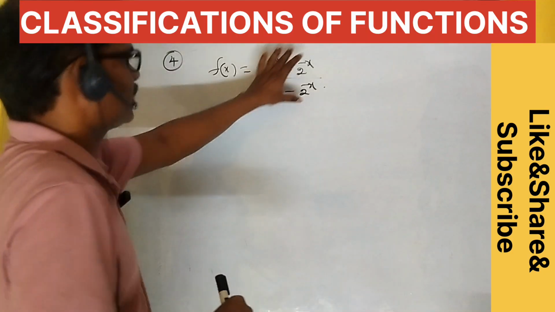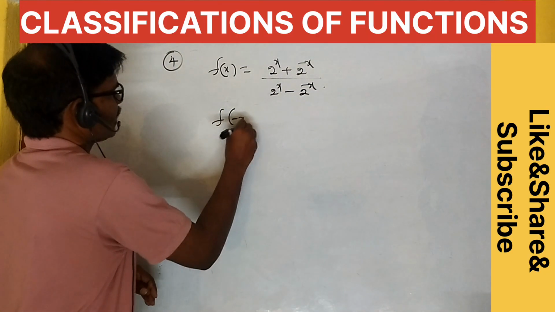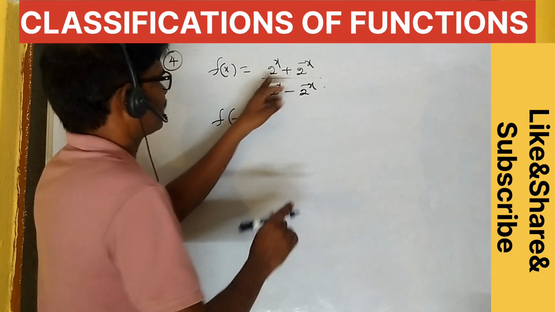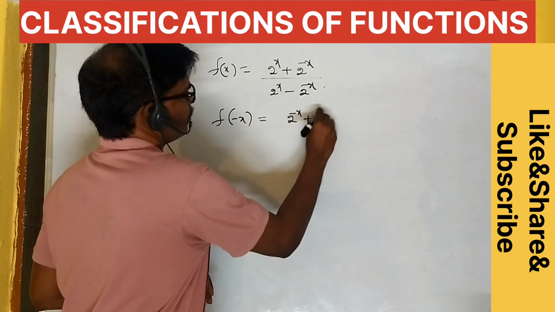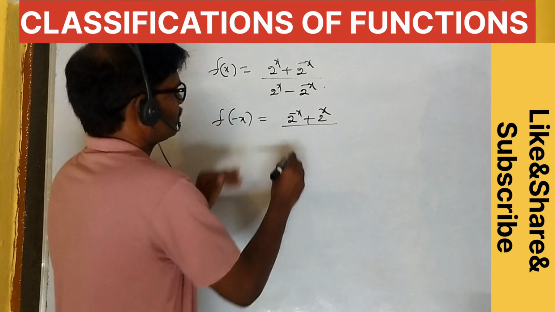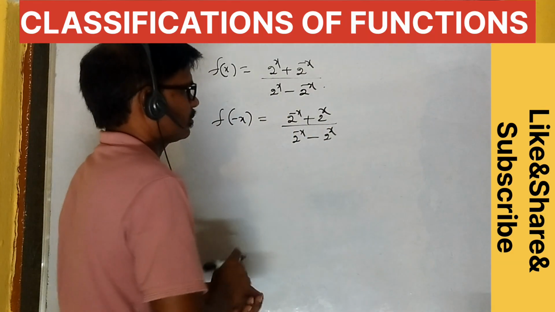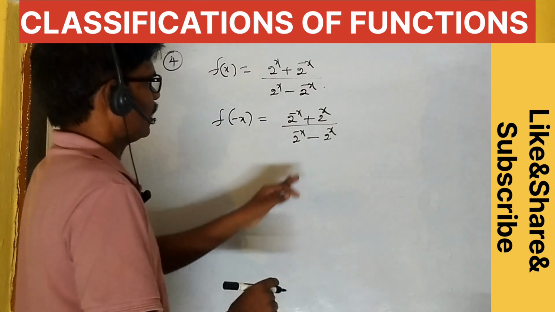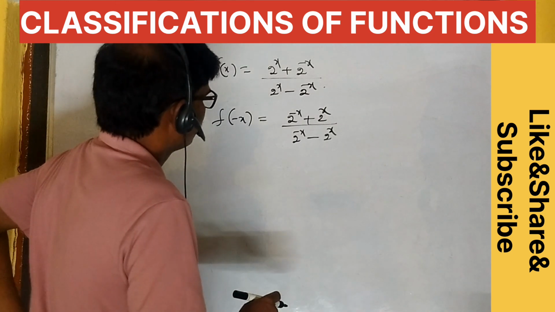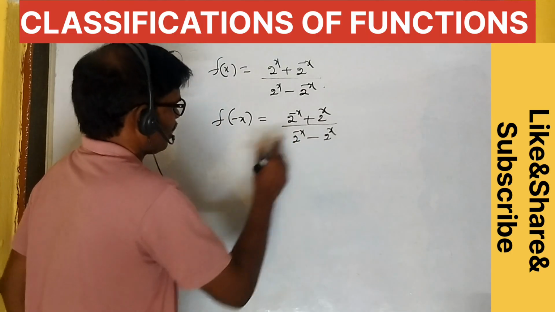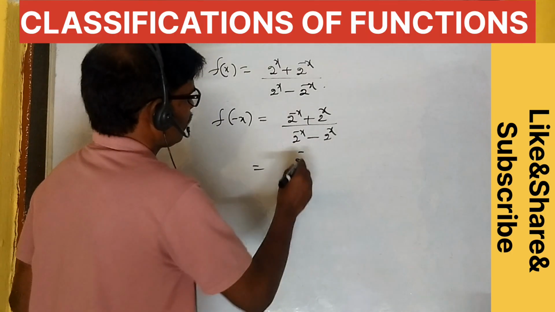Next, one more example. Question number 4. Is this an even function or an odd function? Check once. Okay, write f of minus x, with x replaced by minus x. This is 2 power minus x plus 2 power plus x, by 2 power minus x minus 2 power plus x. Here minus is common in the denominator, so 2 power minus x minus 2 power x becomes minus of 2 power x minus 2 power minus x.